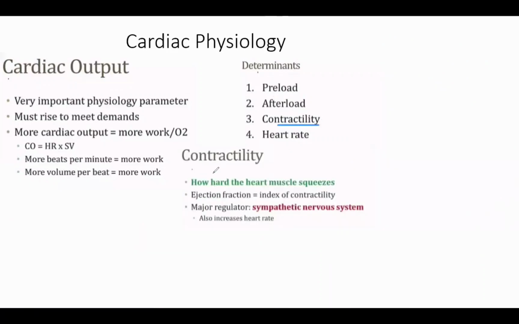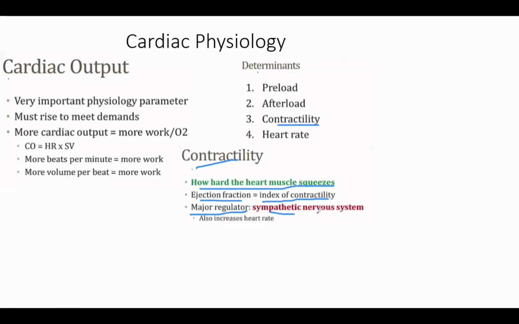Now the third thing is contractility. So let's discuss the contractility. Contractility means how hard the heart muscle squeezes. The ejection fraction is the index of the contractility. When there is more contractility, there will be more ejection fraction. That is the fraction of the end-diastolic volume which will be ejected into the aorta.